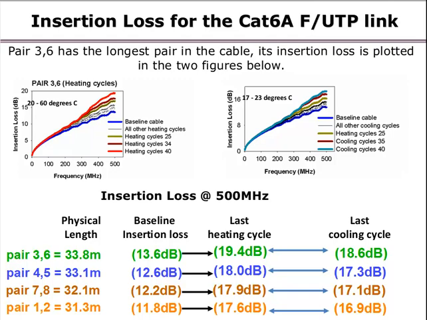The insertion loss obtained when the temperature on the cable had returned to near the room temperature is also shown in the right-hand figure. As can be seen, insertion loss continued to increase from one cycle to the other, even at room temperature. The values of the insertion loss at 500 megahertz are shown below the two figures. The third column shows that insertion loss increased more during the heating cycles than due to the cooling of the cable, as shown in the last column.